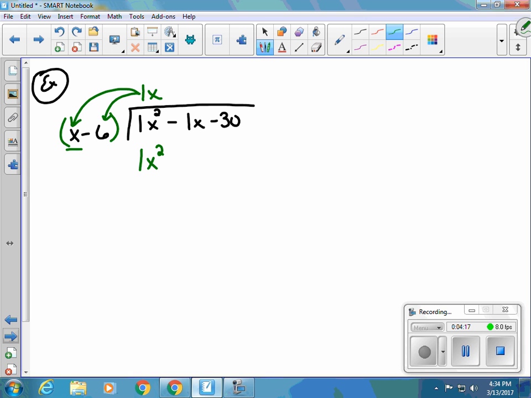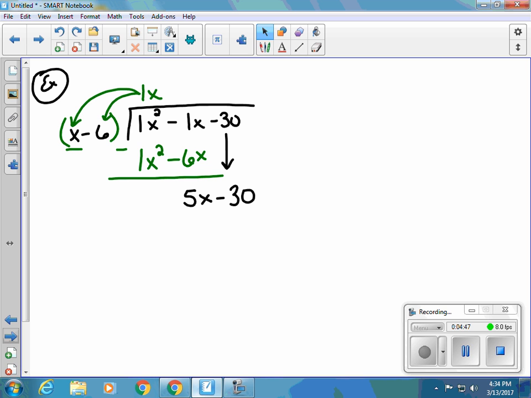So I've got 1x squared, but I have to distribute that 1x to the 6 as well. I distributed to the x first to give me that 1x squared, but now I've got to distribute to that negative 6 to give us negative 6x. And we subtract. So when I do my subtraction, 1 minus 1 gives me 0. Negative 1x minus a negative 6x actually gives me a positive 5x. Then I need to drop down that minus 30. So now I'm looking for this 5x. Now I'm going to kind of erase the green here.